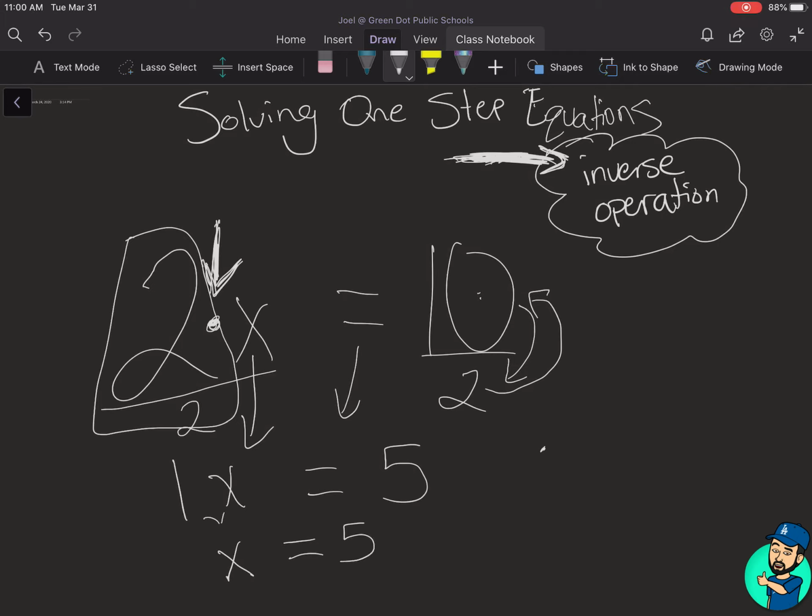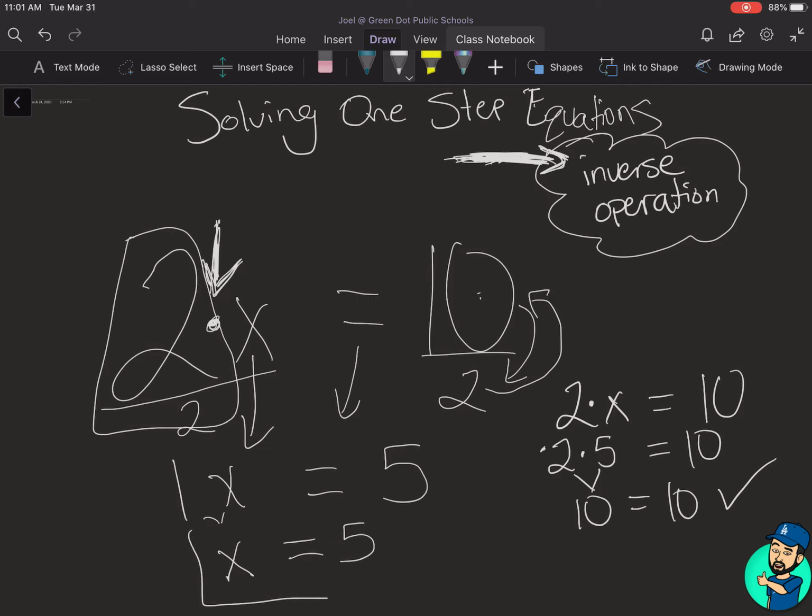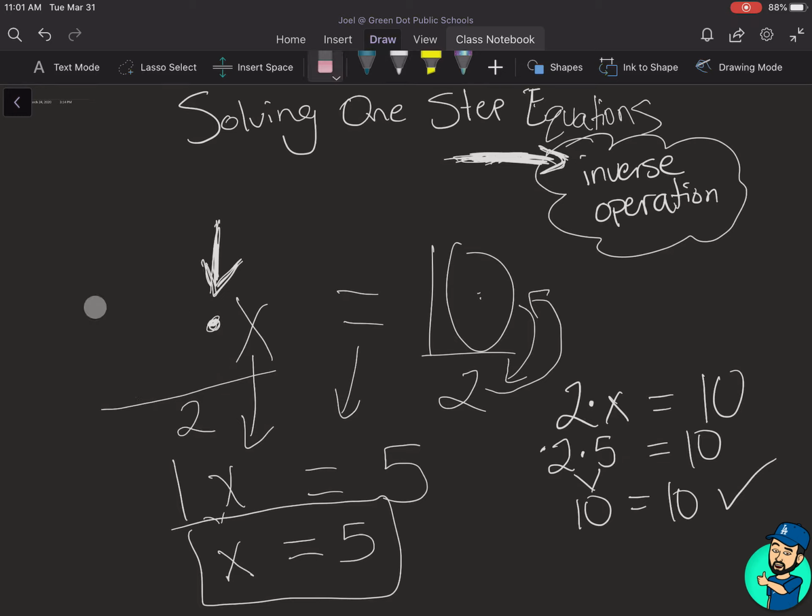If I go back to the original problem, I have 2x equals 10. Or 2 times x equals 10. Now if I plug in our answer, which was 5, we have 2 times 5 equals 10. What is 2 times 5? 10. Does 10 equal 10? Yes. So x does equal 5. Let's erase this one.